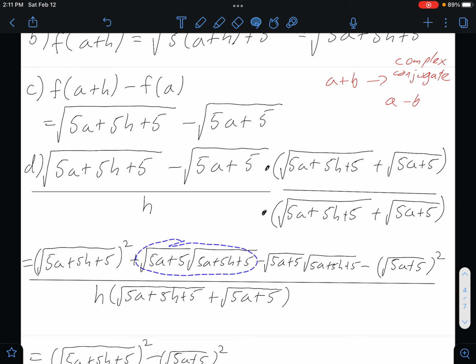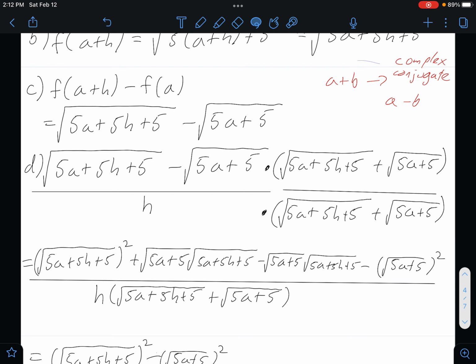Do not try to simplify this. Do not combine these radicals. You can combine radicals through the process of multiplication, but don't bother, to be honest. It's not worth it, because you'll see what happens later on. Minus radical 5a plus 5 times radical 5a plus 5h plus 5, and that's what we're getting right over here. That's the inners. And then the outers is radical 5a plus 5 times itself, so we get that raised to the second power.